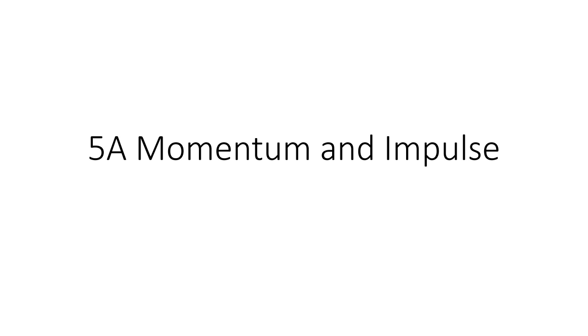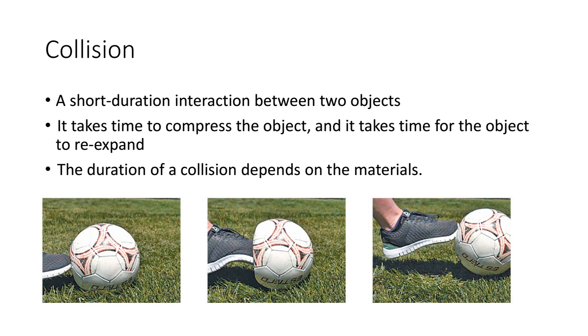Momentum and impulse. A collision is a short duration interaction between two objects. It takes time to compress the object, and it takes time for the object to re-expand. The duration of a collision depends on the materials. Some materials are really squishy and easy to compress and expand, and some of them aren't. You can see that this soccer ball in its interactions is pretty easy to squish.